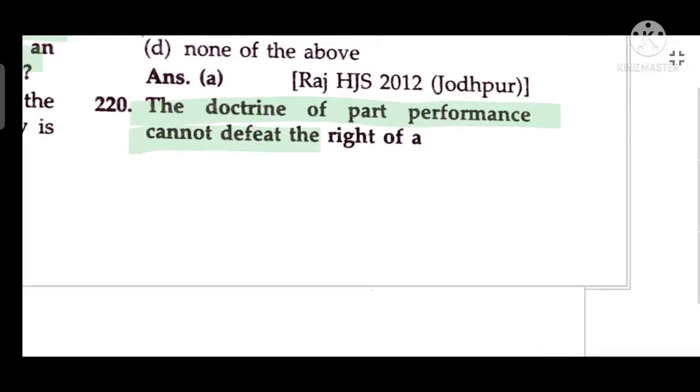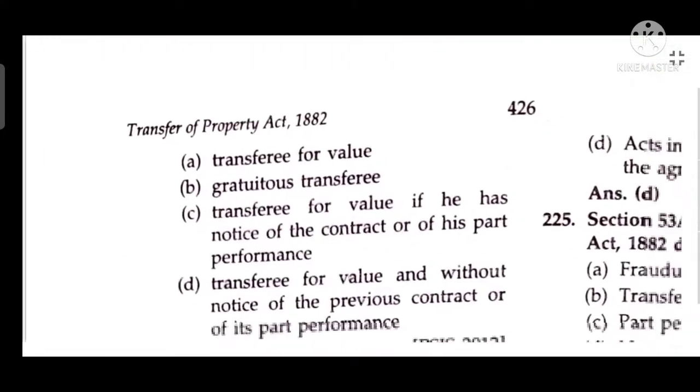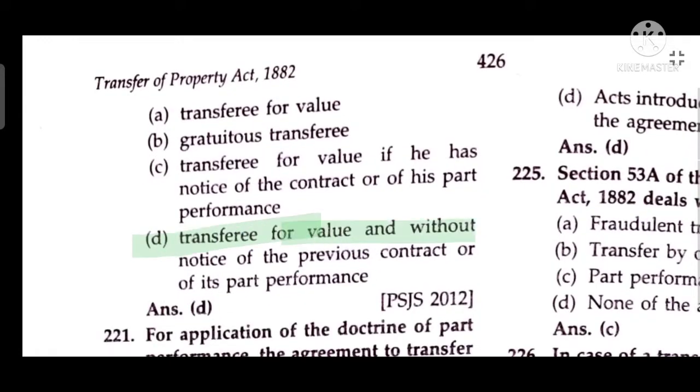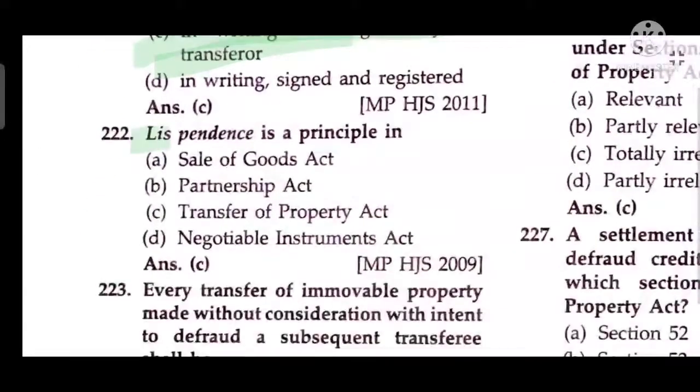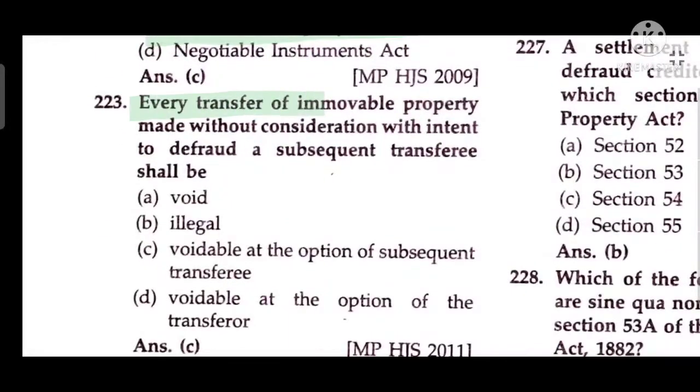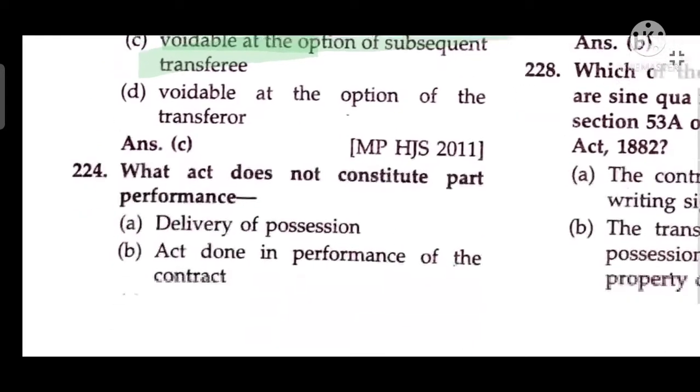The doctrine of part performance cannot defeat the right of a transferee for value without notice of the previous contract and its part performance. For application of the doctrine of part performance, the agreement to transfer any immovable property must be in writing and signed by the transferor. Every transfer of immovable property made without consideration with intent to defraud the subsequent transferee shall be voidable at the option of the subsequent transferee.